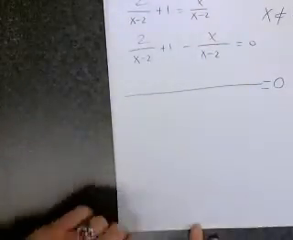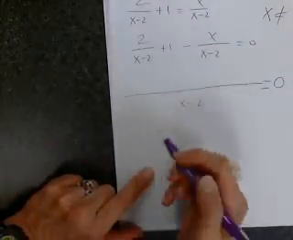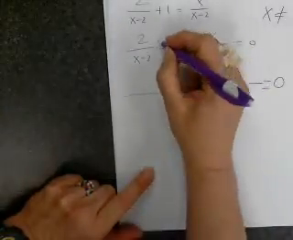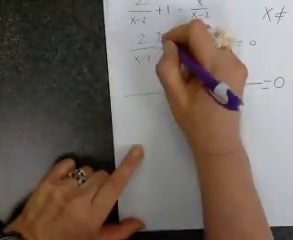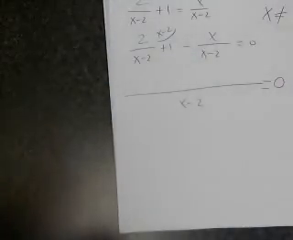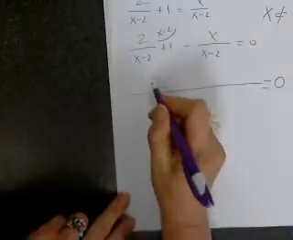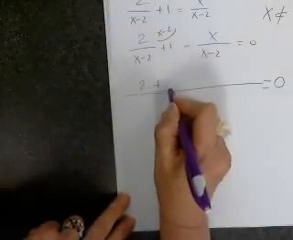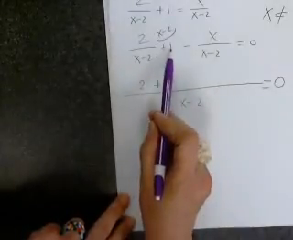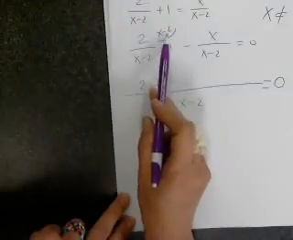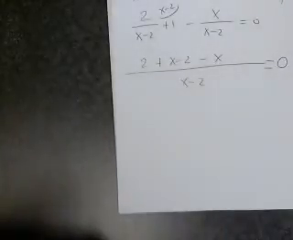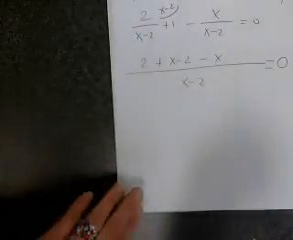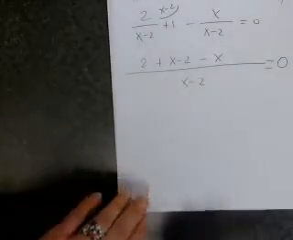So the LCD, no adjustments. But what is the adjustment on the middle fraction? Of course. So now please tell me what you would write at the top. Careful. I'm only distributing 1 to these two. So plus x minus 2 and minus x. Now combine like terms. What is left at the top?